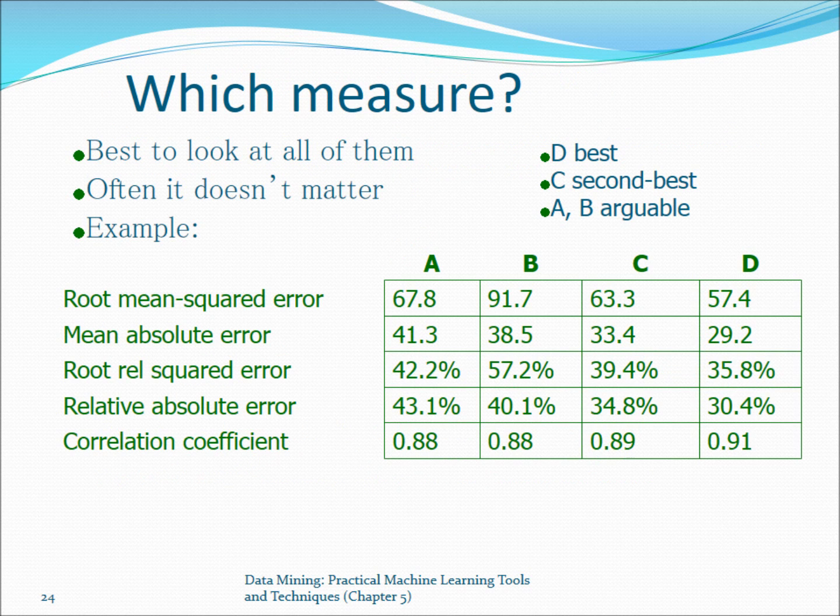Well, here is the measurement. 4 different measurements for 4 different classifiers A, B, C, D. Most of them confirm each other, but there are some in the controversial region. It depends on what you are looking for, domain specific. So in that case, it is clear D is the best.